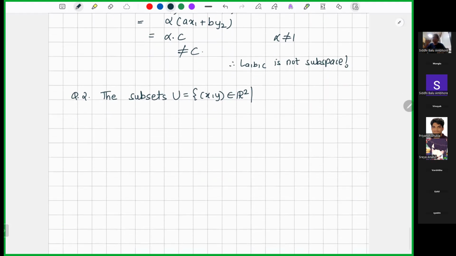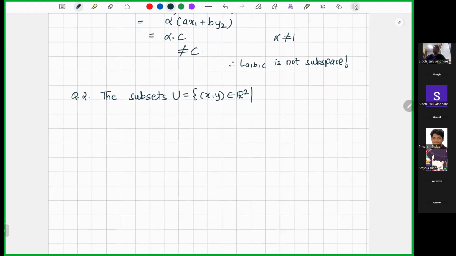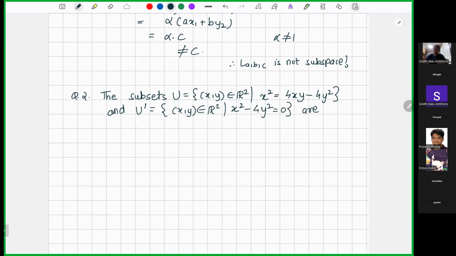So the next question is that U is, again, a subset of R2, 4xy minus 4y square, and this U prime or U dash, whatever you want to call it, is again a subset of R2 with this property, x square plus 4y square minus 4xy equal to 0. We have to check whether these are subspaces of the R vector space R2 or not.